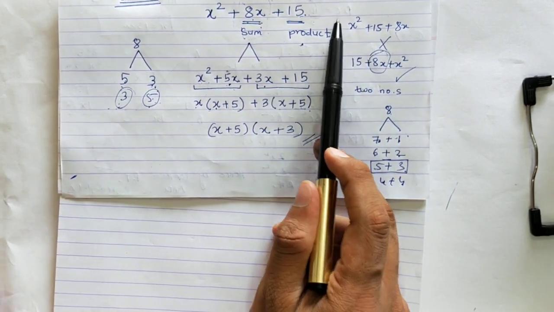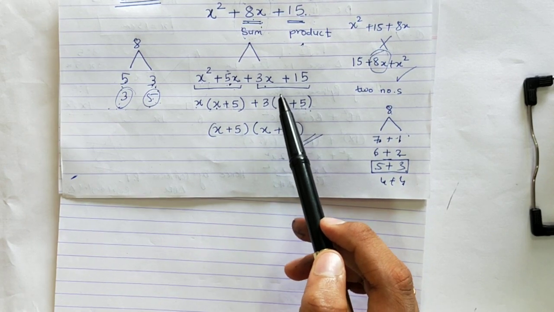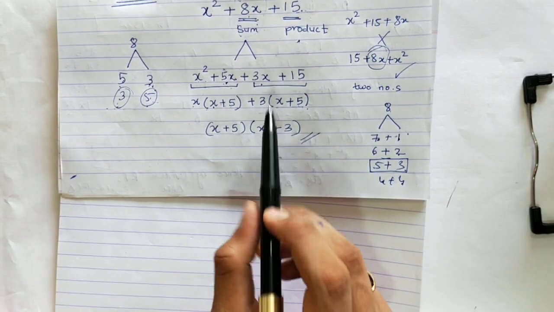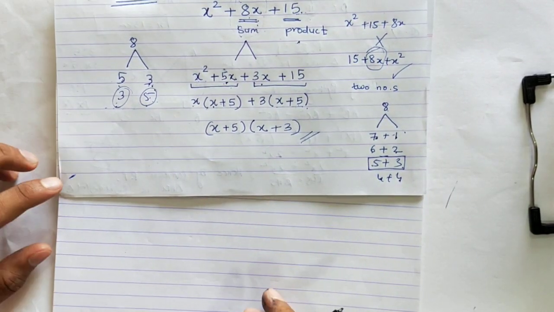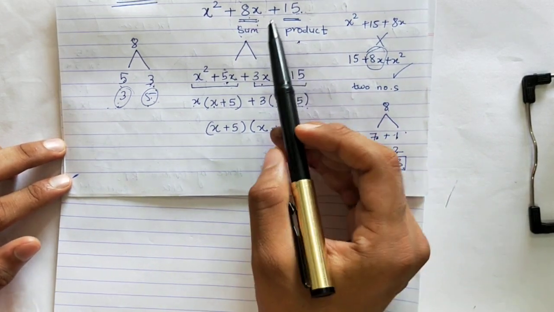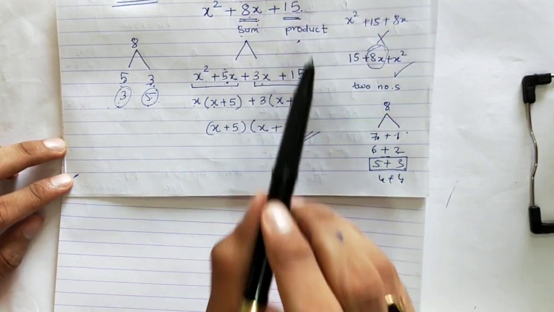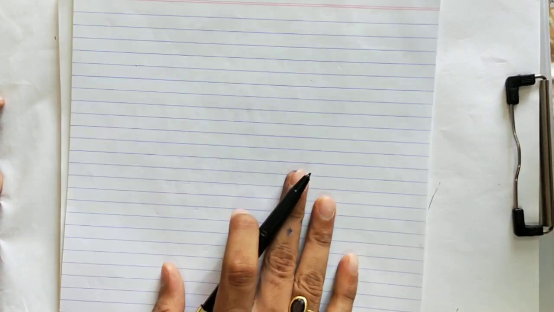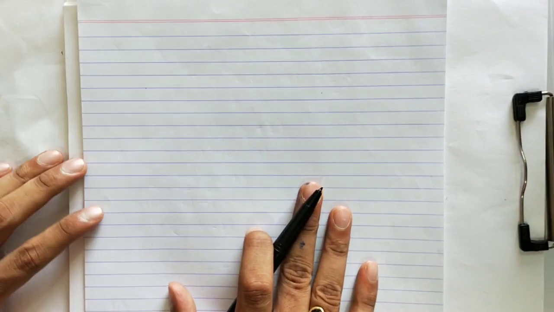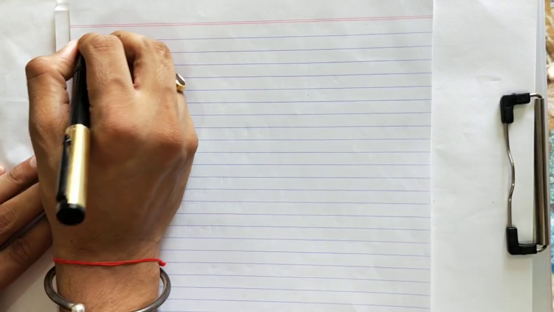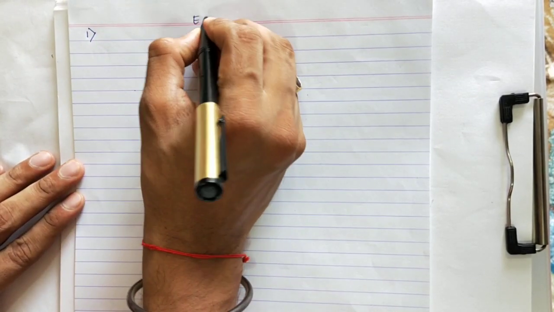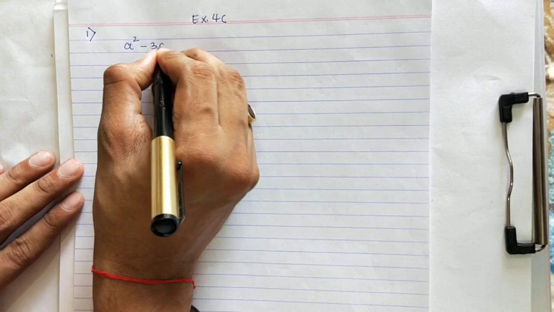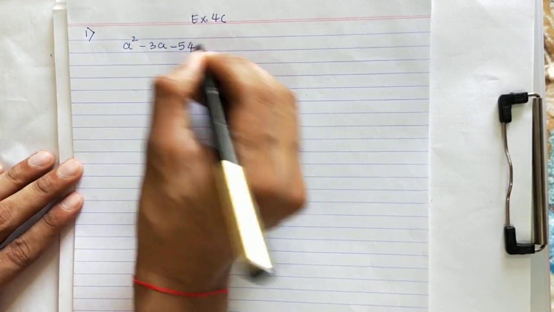Okay. So this was the first sum in your exercise. No, this was the solved example in your textbook. You can mark it in your textbook or you just take a look. We'll start with the exercise. We'll understand how the things get changed when there is a minus sign here. Okay. So, first question. A square minus 3a minus 54.